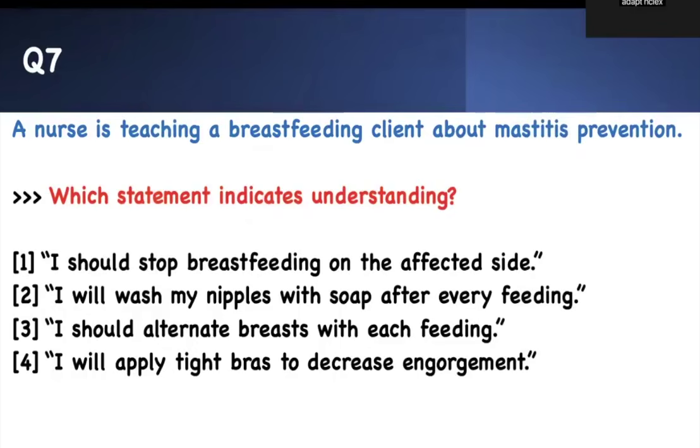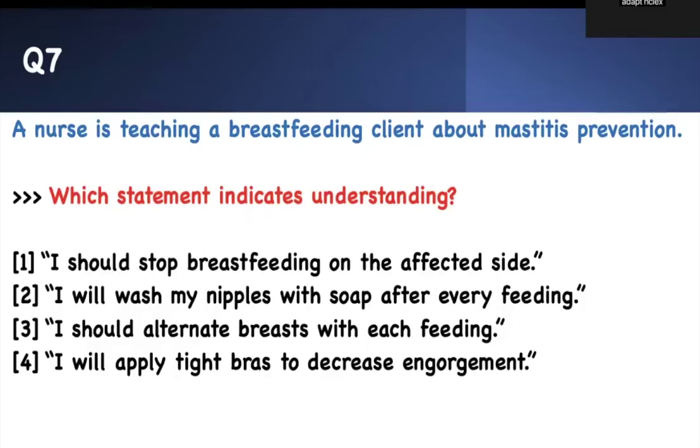And then she's teaching a breastfeeding client about mastitis prevention. This is the last question on breast, and you should be comfortable answering any question regarding breastfeeding and teaching. Which statement indicates understanding? I want to prevent mastitis infection. I should stop breastfeeding on the affected side. Is that possible? I will wash my nipples with soap after every feeding.